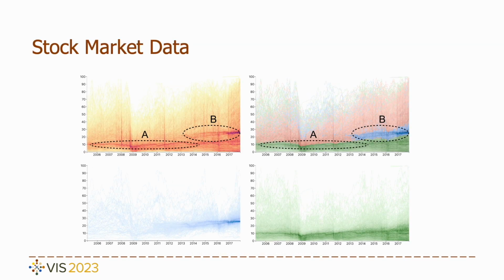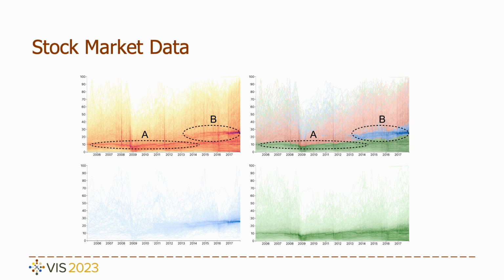In the stock market data, we observe unconnected high-density patterns in areas A and B. The colorized density plot clarifies that these patterns are unrelated, and this is reinforced by examining the filter lines. Notably, the blue cluster predominantly consists of stocks listed after 2010 with higher prices, whereas the green cluster mainly comprises stocks with lower prices.